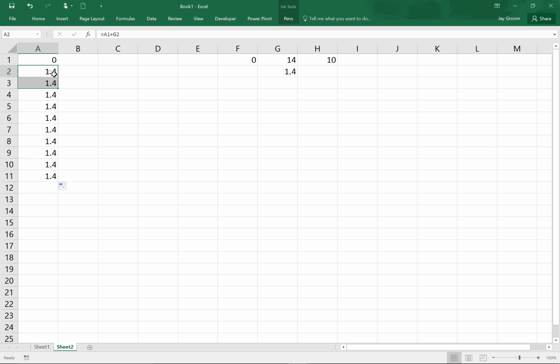Oops, what just happened? Oh, look what I did. Practice what you preach, Jay. I forgot to put the F4 right there. Are you with me? Okay, notice what happened. When I didn't do that, when I dragged it down, look what it's doing. It's adding 0. Now if I paste it down, now it will change because every time we're going back to that 1.4. That's what the dollar signs do for us.